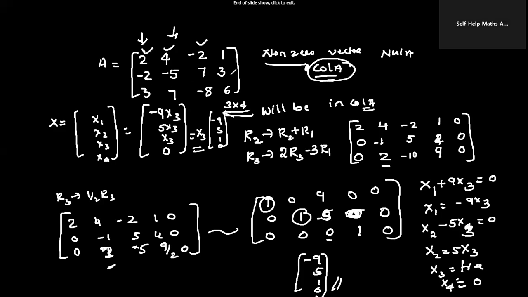Any non-zero vector, any non-zero column of a given matrix, is sufficient to tell that it is in Col A. Whereas in order to find Null A, we need to find a solution for Ax = 0, which is basically the matrix A augmented with 0, and then you do row transformations to convert it into reduced echelon form.